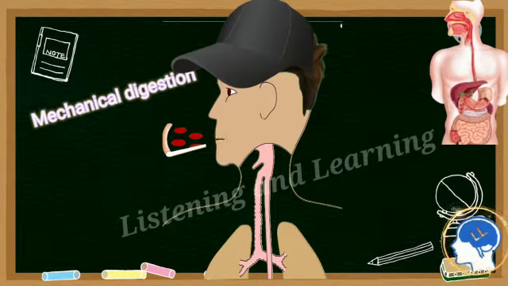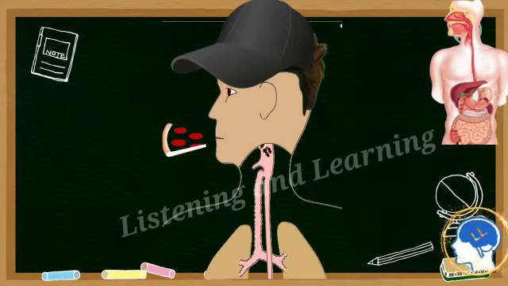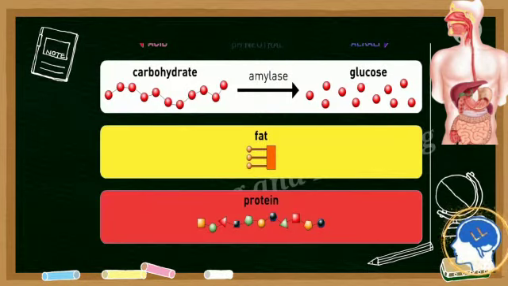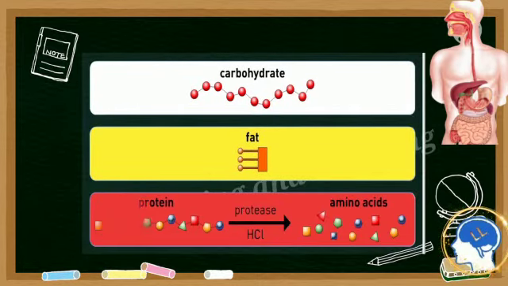There are two types of digestion: mechanical digestion and chemical digestion. Mechanical digestion involves breaking of the food inside our mouth, also called mastication. Chemical digestion begins at the mouth when the food mixes with the saliva. During chemical digestion, complex nutrients like carbohydrate, protein, and fat are broken into simple sugar, amino acid, and fatty acids respectively.